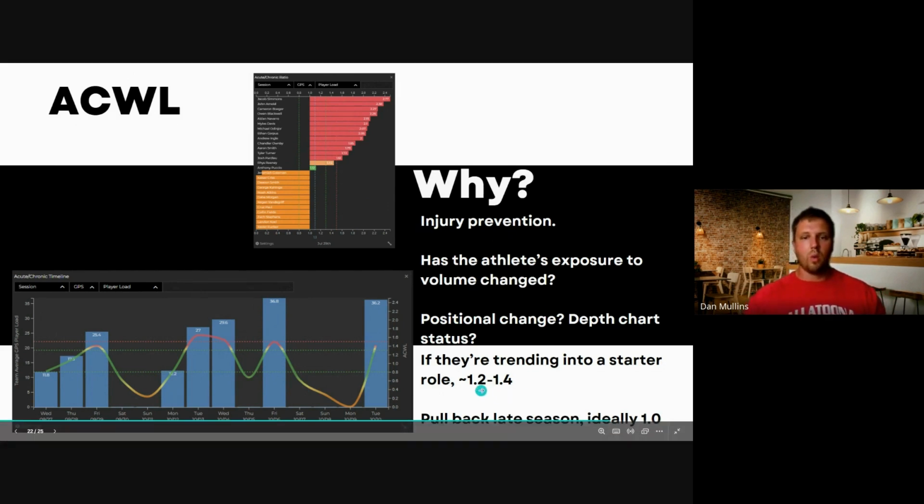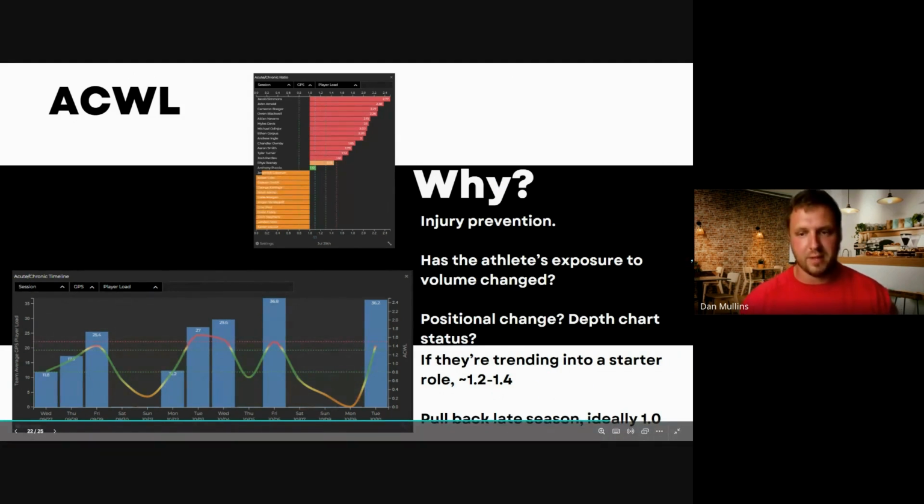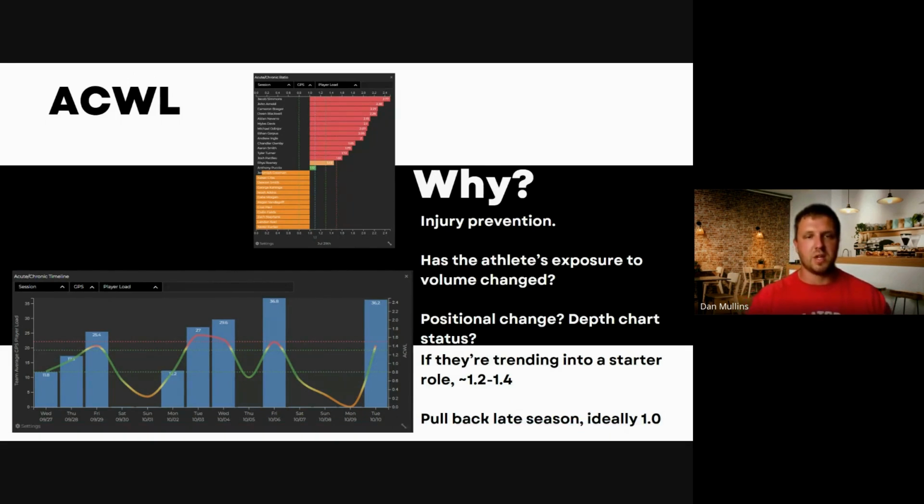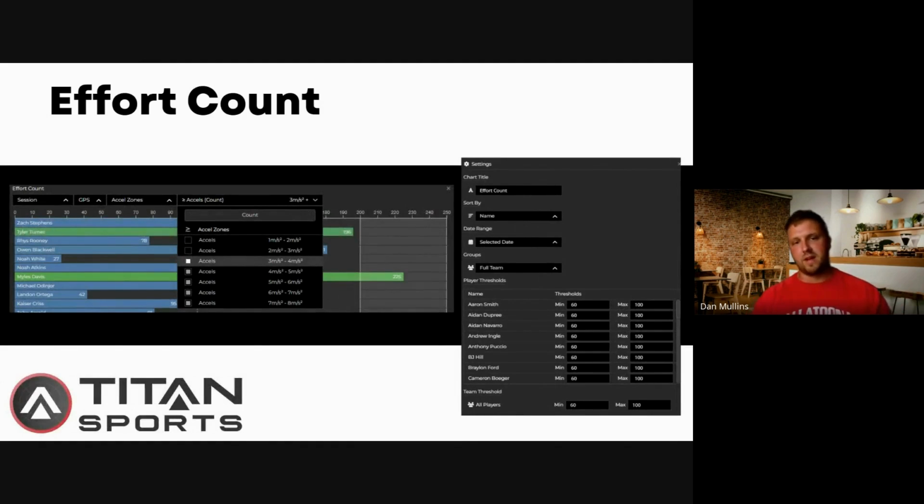So we want them to be a 1.2 to 1.4 early in the season. We want to push toward that red line early in the season. And then late in the season, we want to dial it back and get as close to 1 as possible, if there's not one of those reasons, like a positional change or depth chart status change, things like that. And then finally, this is a really, really good one that I found for player accountability.